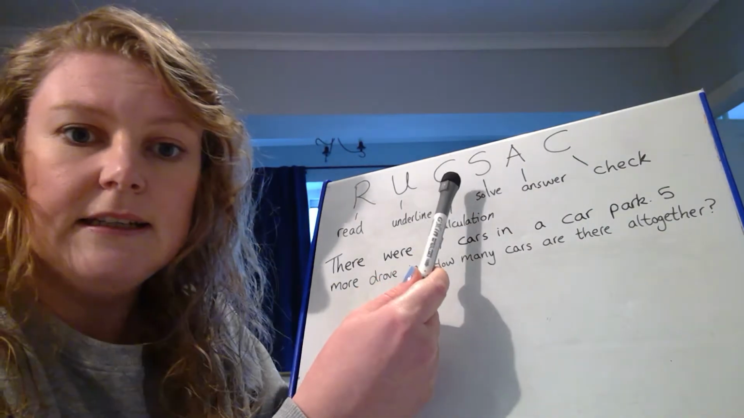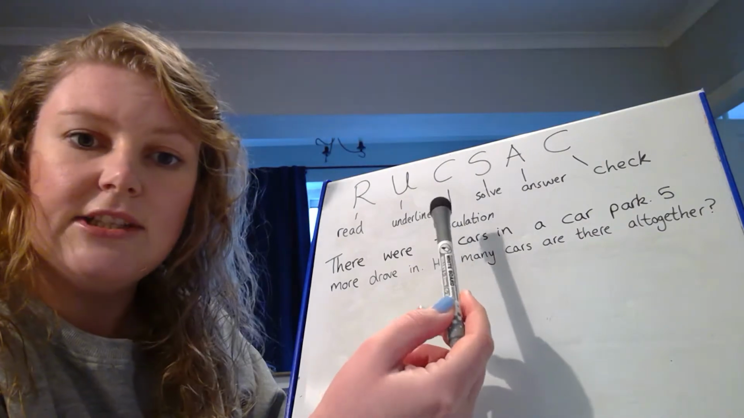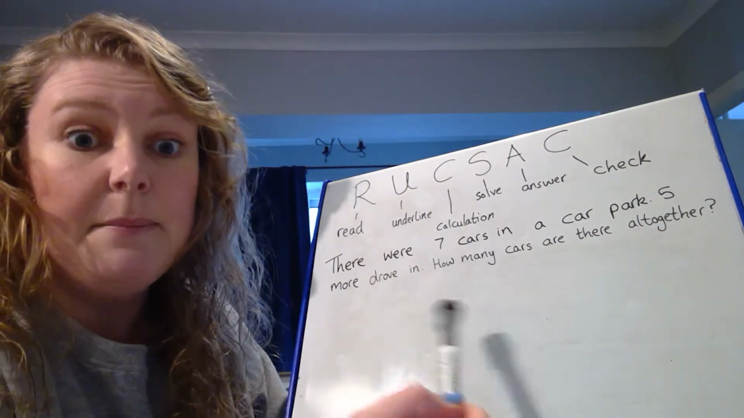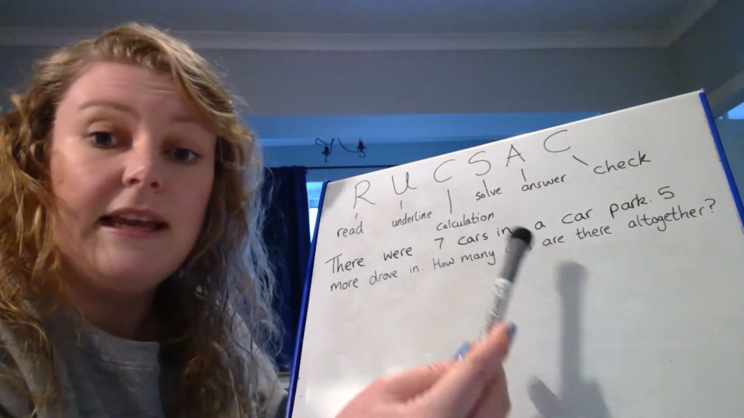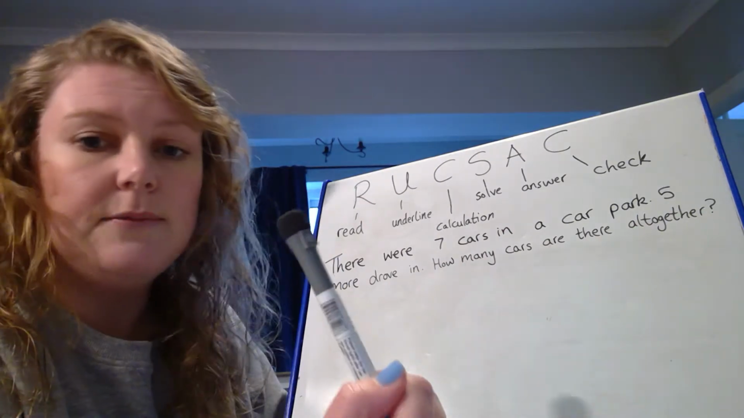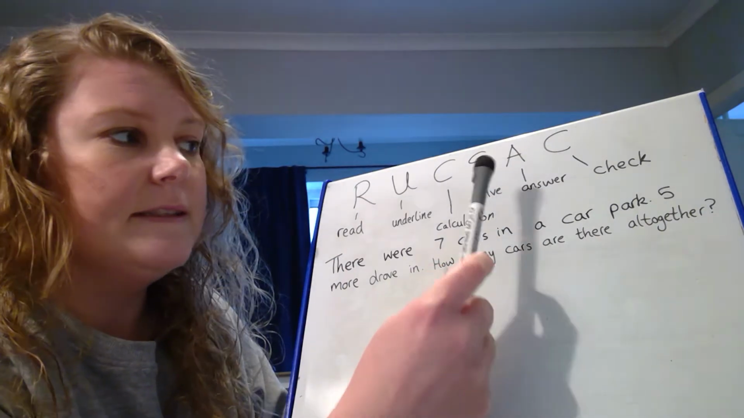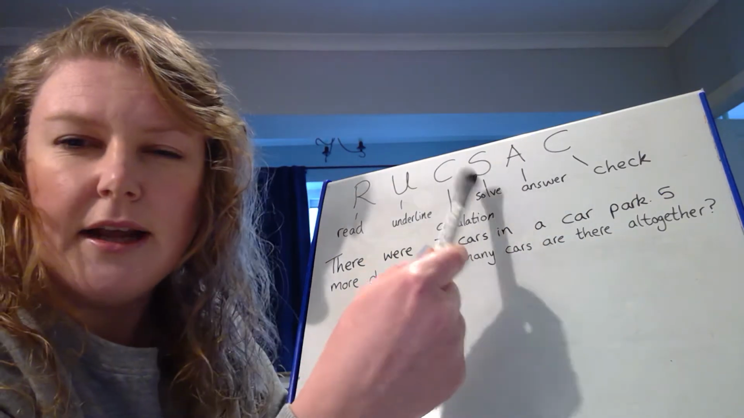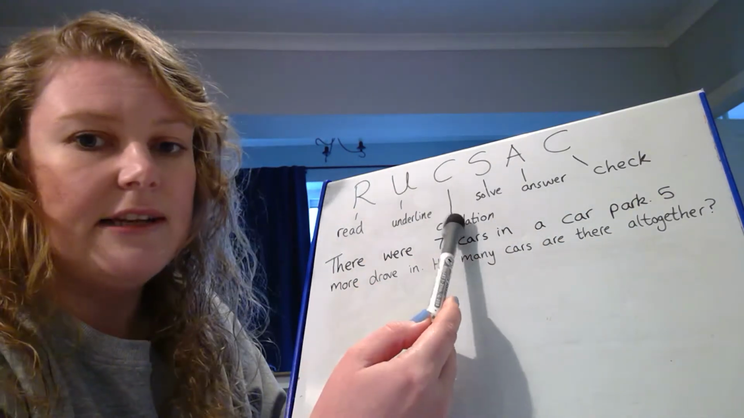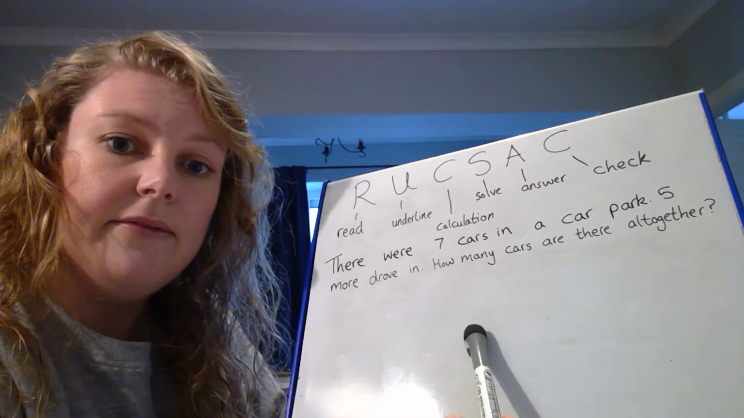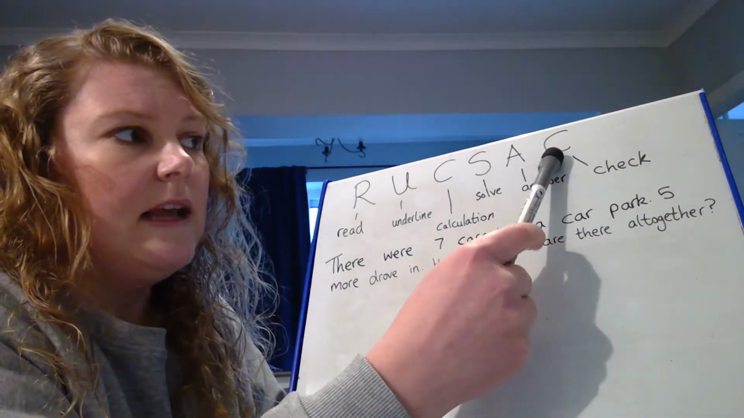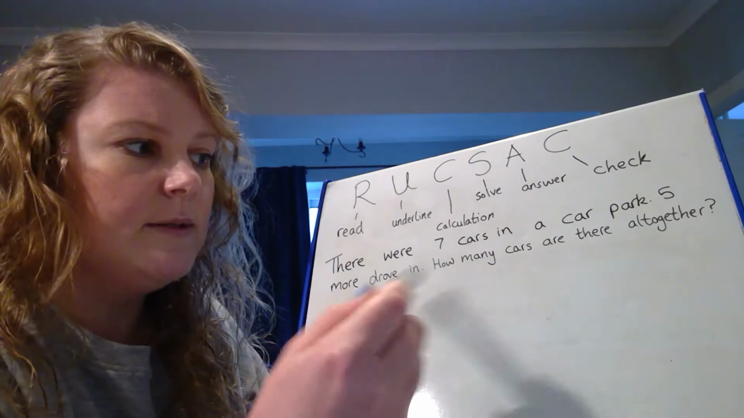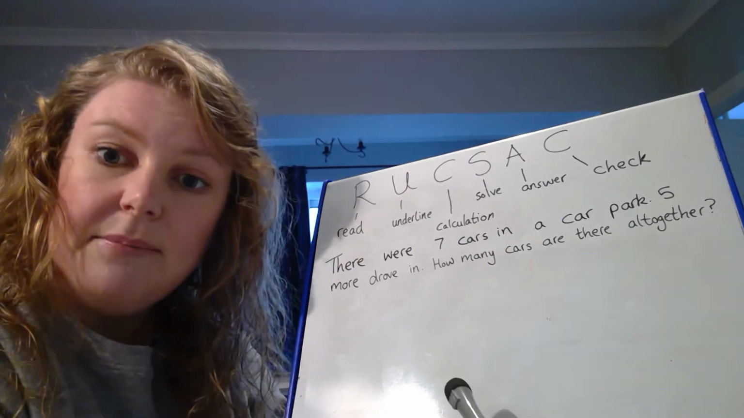And then the first C stands for calculation, which is just a posh way of saying number sentence. So we're going to try and find the hidden number sentence in this word problem. And then we've got the S which stands for solve, and the A which stands for answer. So those kind of come together. Once we've got our calculation, our number sentence, we need to solve it and find the answer. And then the last C stands for check. So once we've found our answer, we need to check that it makes sense.